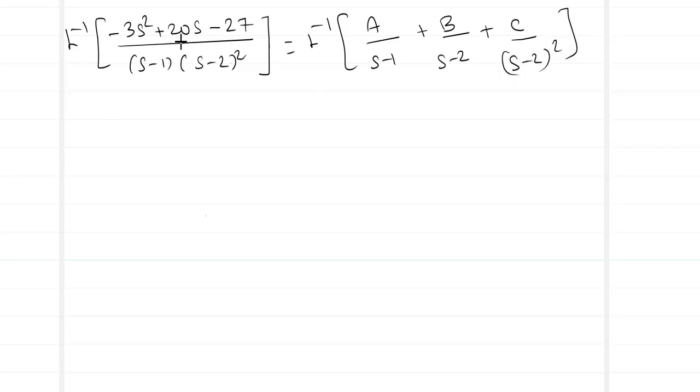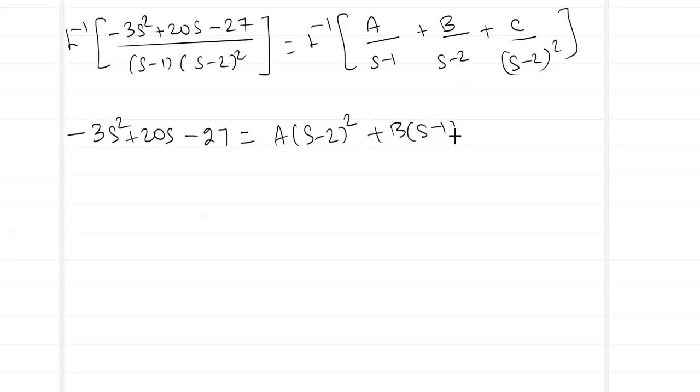Now on comparing your numerator, I have minus 3s square plus 20s minus 27 to be equal to, take LCM. So you have a times s minus 1 is there, missing quantity is s minus 2 the whole square. B times of s minus 2 is there, s minus 1 and one more s minus 2 is missing over here. Plus c times of s minus 2 the whole square is there. Missing quantity is s minus 1.